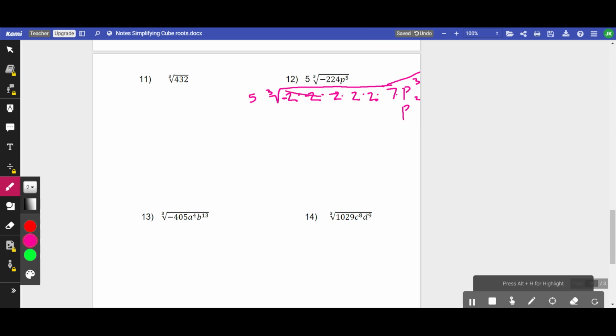And then this group of negative 2's you could take out. And then you can divide the exponents by 3, so that would be p once it comes out. So you have negative 10 p, and then inside your cube root symbol you multiply what you have left. So 4 times 7, so 28 p squared is left.